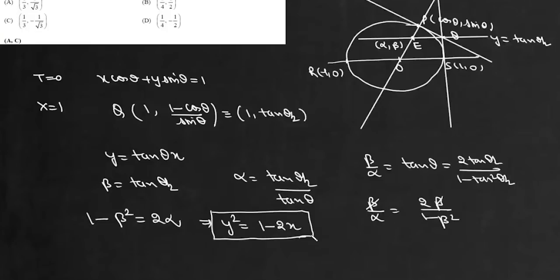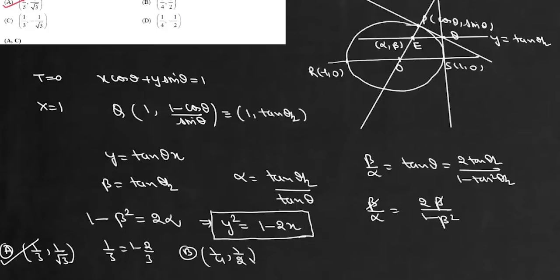Now it says which of the 4 points will lie on this parabola. Now we look at this point A, its coordinate is (1 by 3, 1 by under root 3). So if we put y as 1 by root 3, y square will be 1 by 3, and 1 minus 2 by 3, it satisfies this equation. So this option A is correct. Now for this option B, we have (1 by 4, 1 by 2). So this is 1 by 4 and this is 1 minus 1 by 2, not equal. So this option B is incorrect.